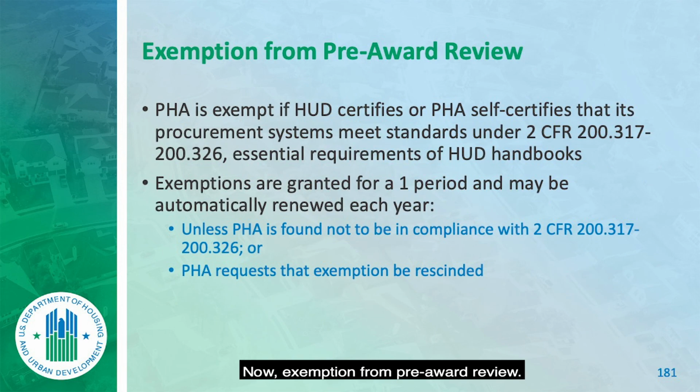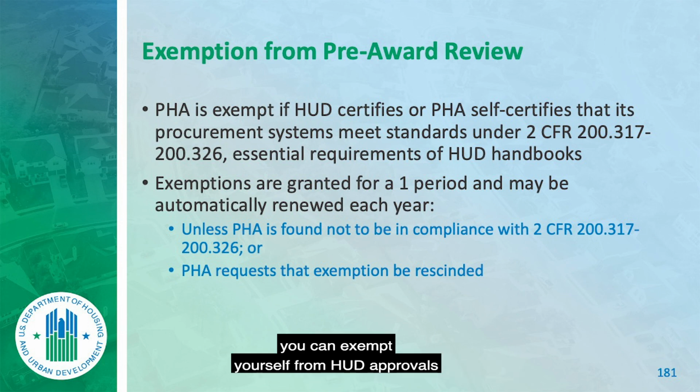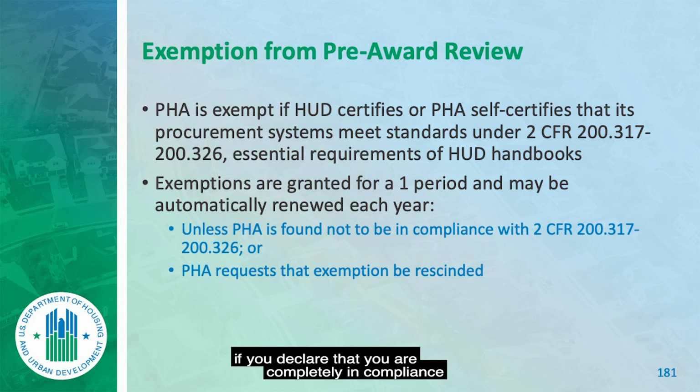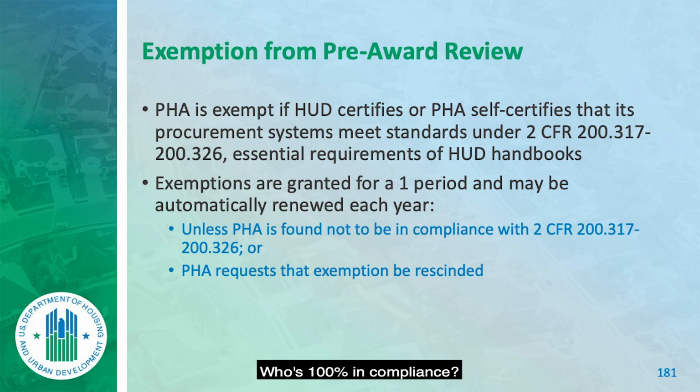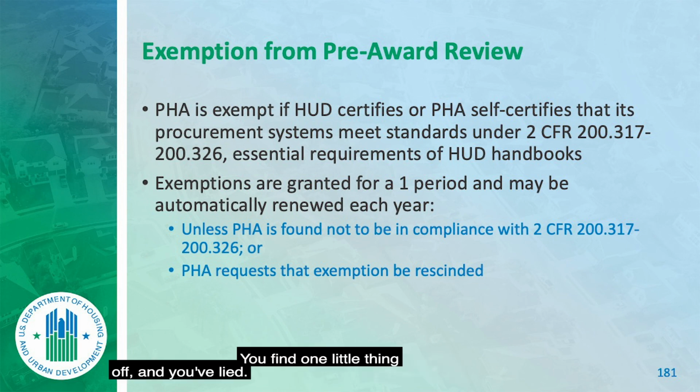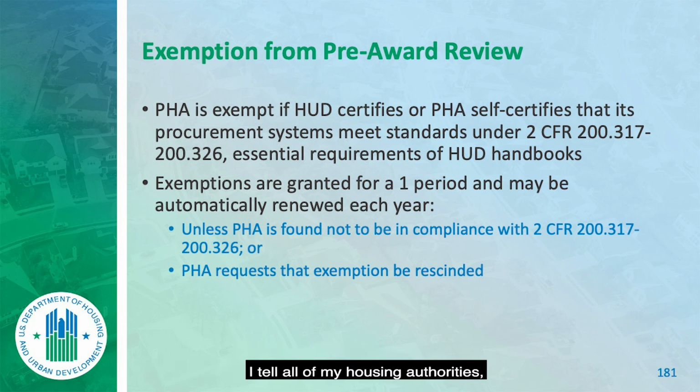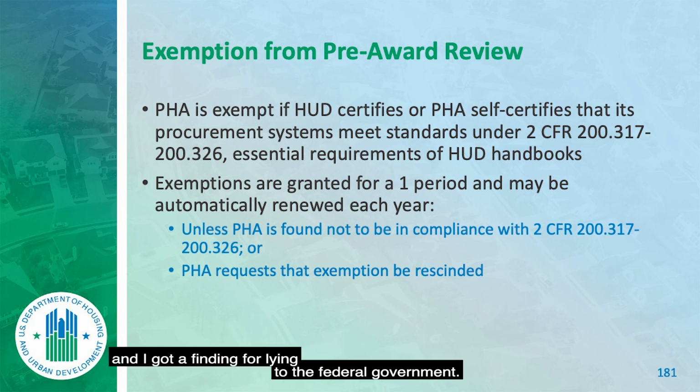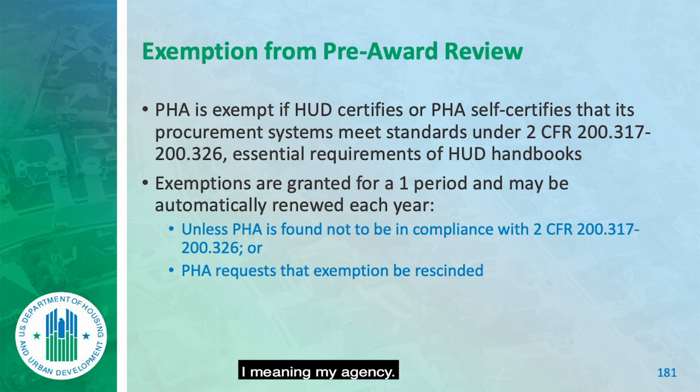Now, exemption from pre-award review. You can exempt yourself from HUD approvals if you declare that you are completely in compliance with all HUD rules and regulations. What's the risk there? Who's 100% in compliance? You find one little thing off and you've lied. I tell all of my housing authorities, take this out of your procurement policy. I had it in mine. I was exempted from pre-award review, and I got a finding for lying to the federal government. I, meaning my agency. We lied because we were not 100% in compliance. I couldn't get to the board fast enough to change our policy and get that out. Do not put this in your policy. In the sample policy, it is the last clause. Don't do it. That's my advice.